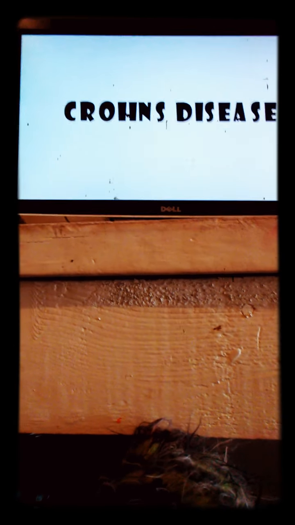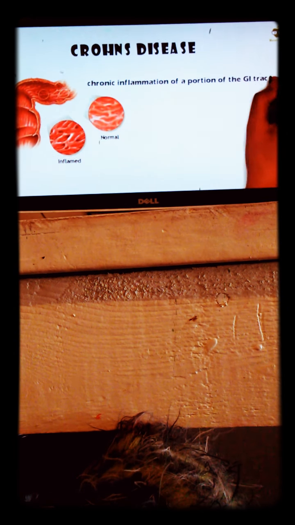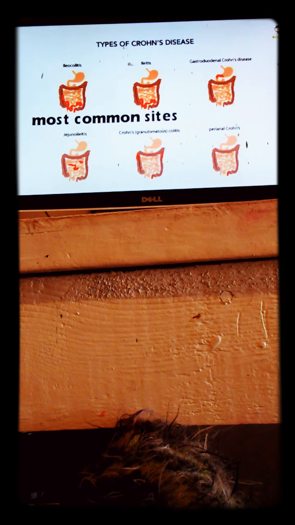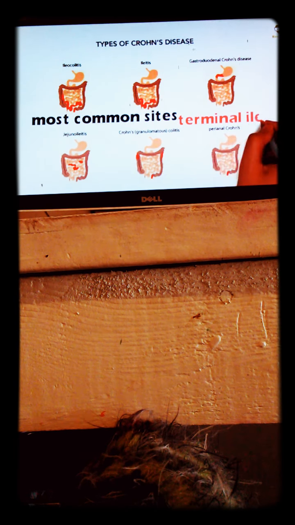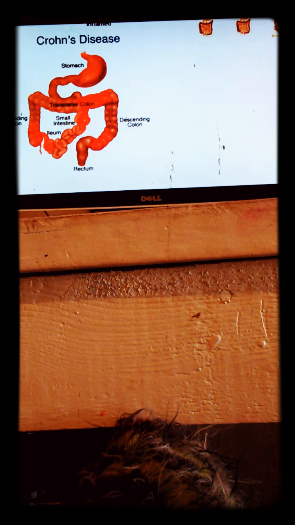Crohn's disease is an inflammatory bowel disease characterized by chronic inflammation of a portion of the GI tract. Unlike ulcerative colitis, Crohn's disease can affect any area of the GI tract, but one of the most common sites of involvement is the terminal ileum. The rectum is characteristically spared. Crohn's disease is characterized by transmural inflammation. Findings of granulomas are also highly specific for Crohn's disease.